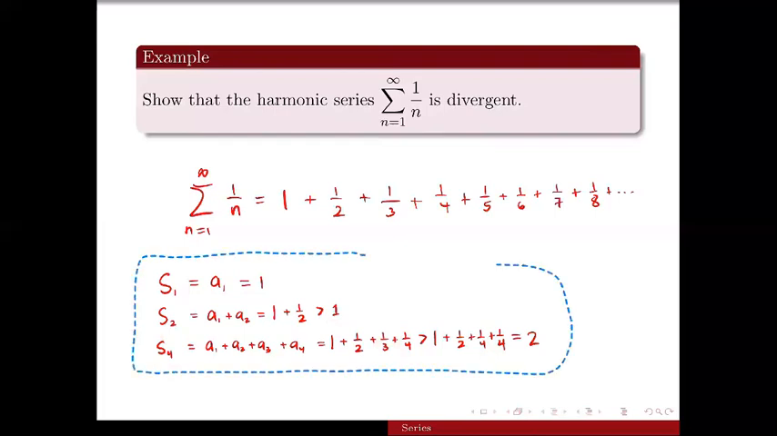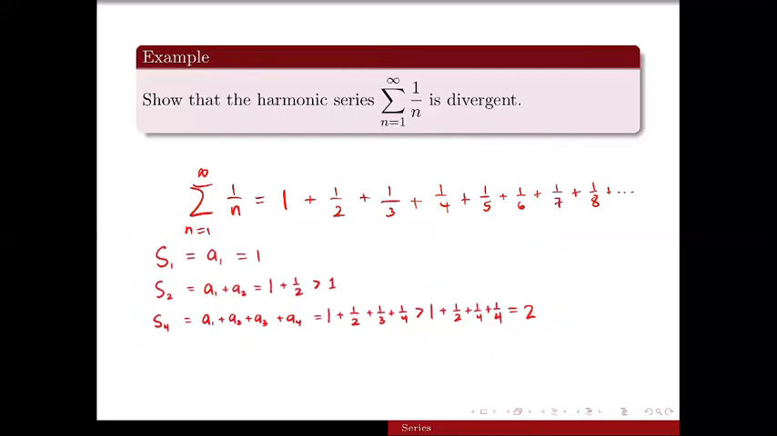Now, let us look at S sub 8. Of course, this is A sub 1 plus A sub 2, etc., until plus A sub 8. So if we enumerate this, 1 plus 1 half plus 1 third plus 1 fourth plus 1 over 5 plus 1 over 6 plus 1 over 7 plus 1 over 8. Okay?